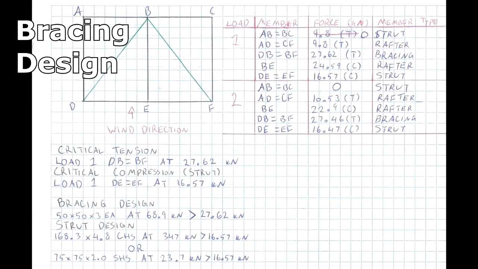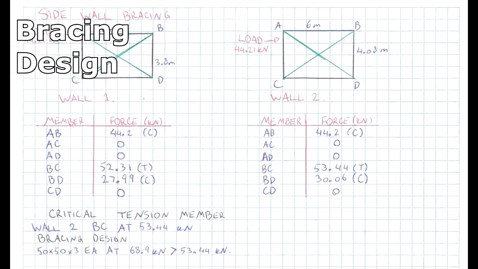section at 23.7 kilonewtons. The bracing design must be able to withstand 27.62 kilonewtons, therefore it is adequate. The strut design must be able to withstand 16.57 kilonewtons of force, therefore both of the design options are also adequate. For the second wall, bracing design selected was a 50 by 50 by 3 equal angle at 68.9 kilonewtons maximum. That must withstand 53.44 kilonewtons of force, therefore this one is also adequate.